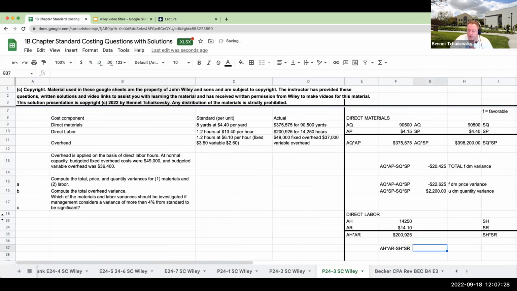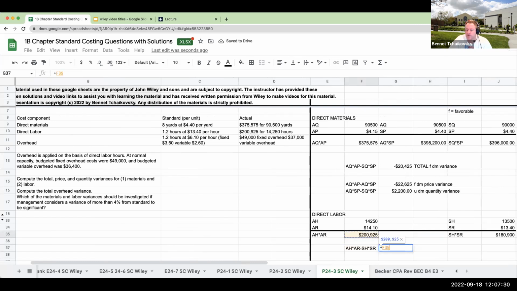Okay, so my total direct labor variance is my actual hours times my actual rate less my standard hours times my standard rate. So this is going to be 200,925 less 180,900. This amount here we know is going to be unfavorable. I spent $20,000 more on my direct labor than I should have.